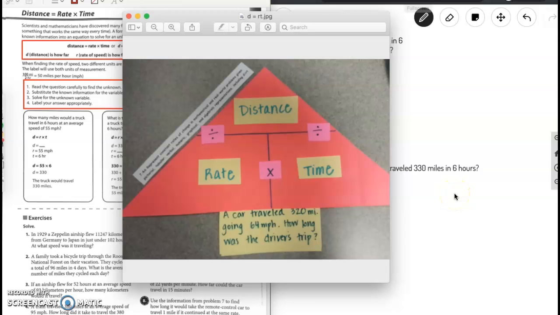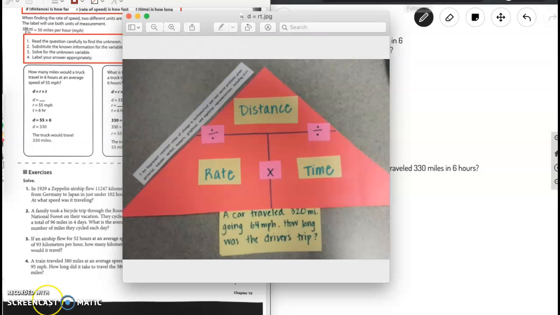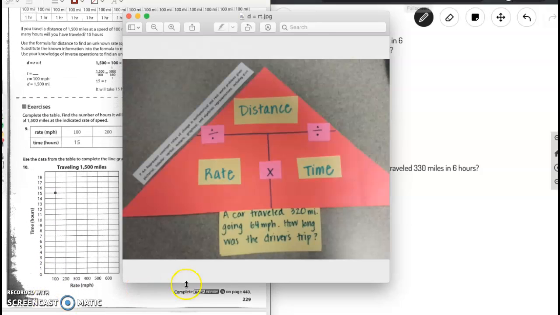We are going to apply the knowledge that we have regarding expressions and formulas, and we're going to learn about one particular formula: distance equals rate times time. Okay? So you will need your workbook pages 228 and 229.